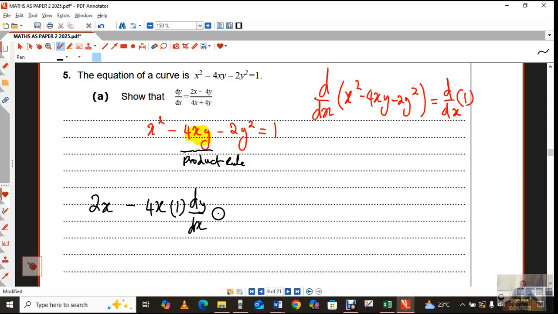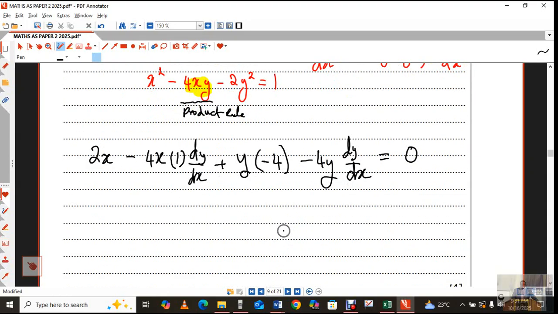Then plus, keep the second, that is y, you multiply that with the derivative of the first. What is the derivative of minus 4x? It's just going to be minus 4. Then minus the derivative of this is going to be 4y, but this is with respect to y, so you have to put dy dx. And this is equal to 0 because the derivative of 1 is equal to 0.